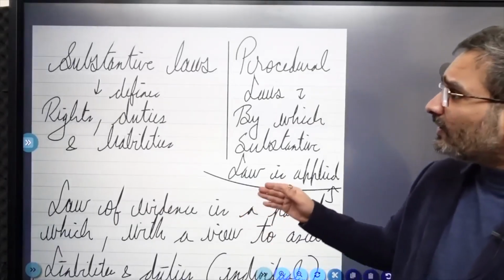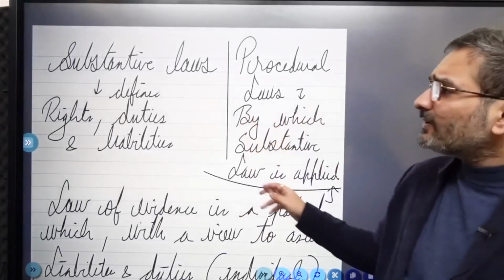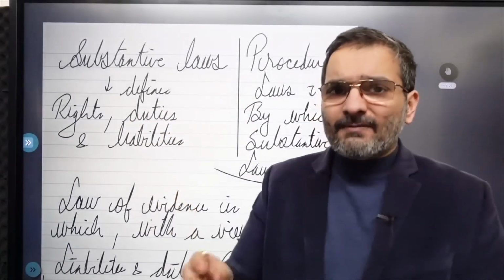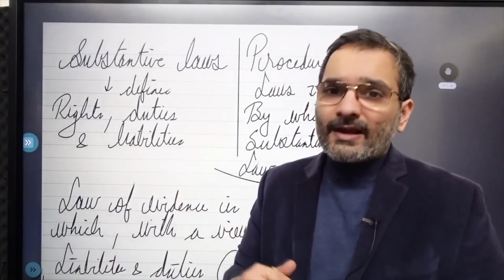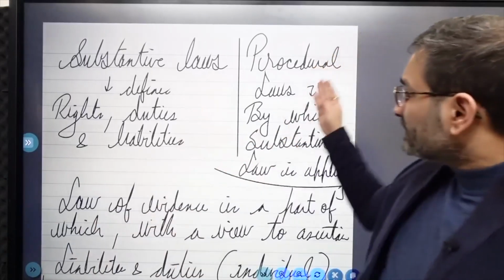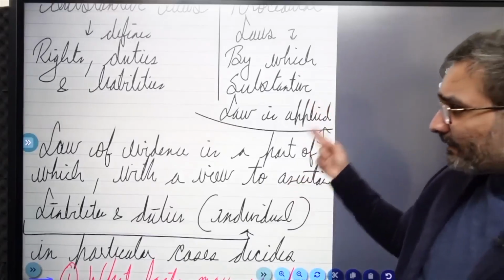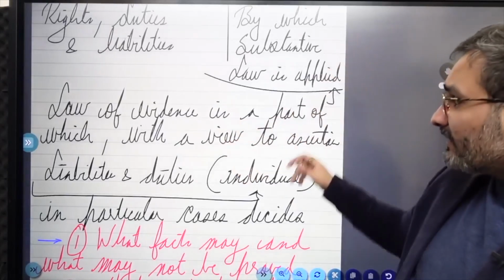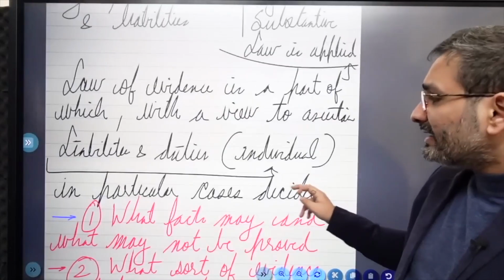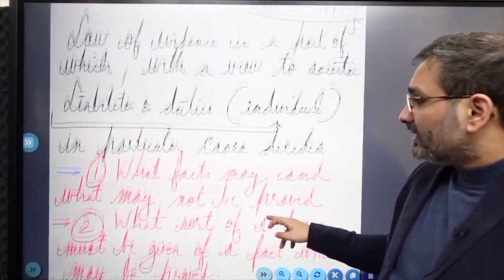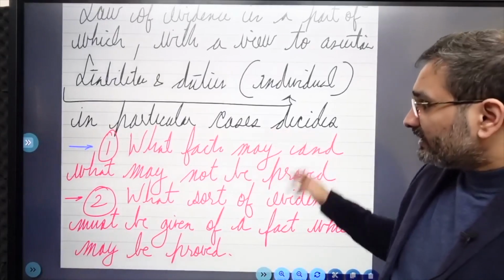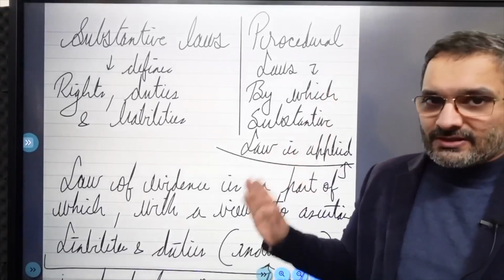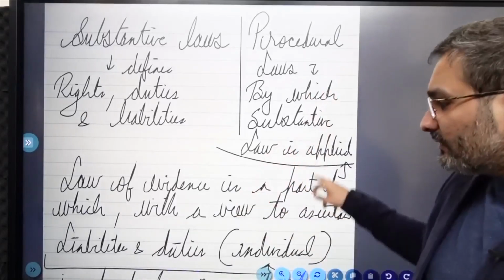इन्होंने क्या करा? He divided laws into, वैसे generally we divide laws into substantive laws and procedural laws. Substantive law defines rights, duties and liabilities. रेप क्या है, मर्डर क्या है, किडनैपिंग क्या है, क्या आपका क्या क्या काम है. Substantive law. Procedural laws are by which substantive law is applied. Therefore, law of evidence is a part of the procedural laws with a view to ascertain liabilities and duties of the individual in particular cases. यहाँ पे we are primarily, this is a procedural law. So this regulates the procedure of a court, right?